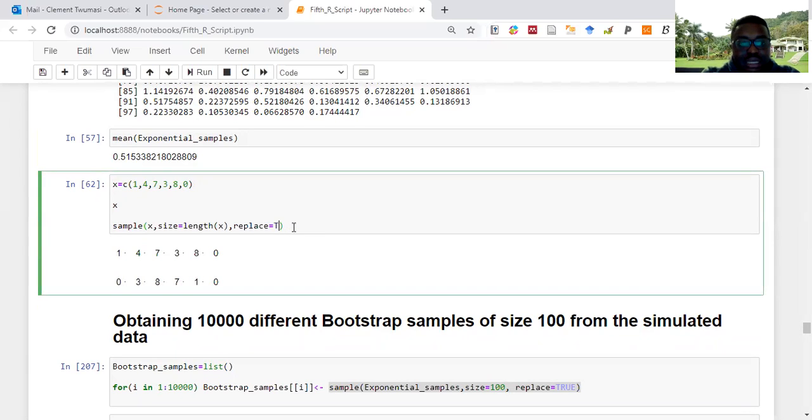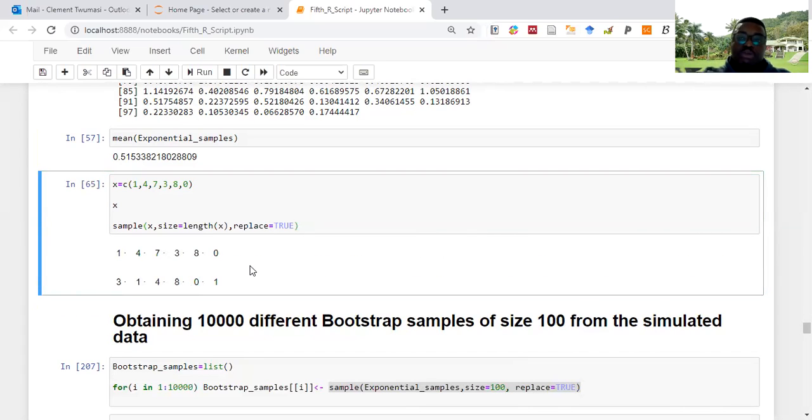The very moment I say false, in that case, it's sampling without replacement. And with sampling without replacement, you will only see unique numbers. No number will repeat more than once, but with sampling with replacement, a number can repeat more than once. So for replace equals false, there's no way you will see a number occurring more than once. But I am interested in with replacement.